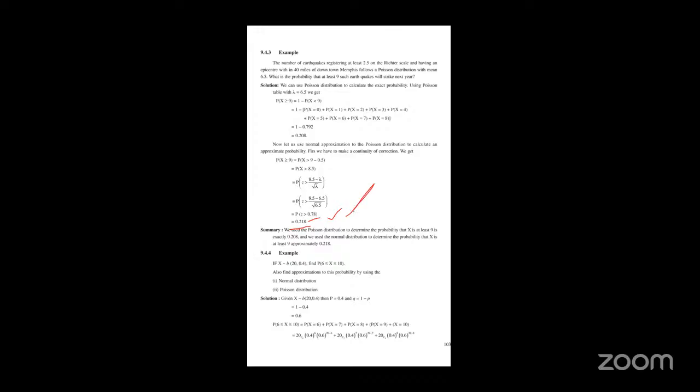So what is the summary? Using the Poisson distribution, the probability that x is at least 9 is exactly 0.208, and using the normal distribution, the probability that x is at least 9 is approximately 0.218. By the Poisson distribution we got 0.208, and by the normal approximation we got 0.218.